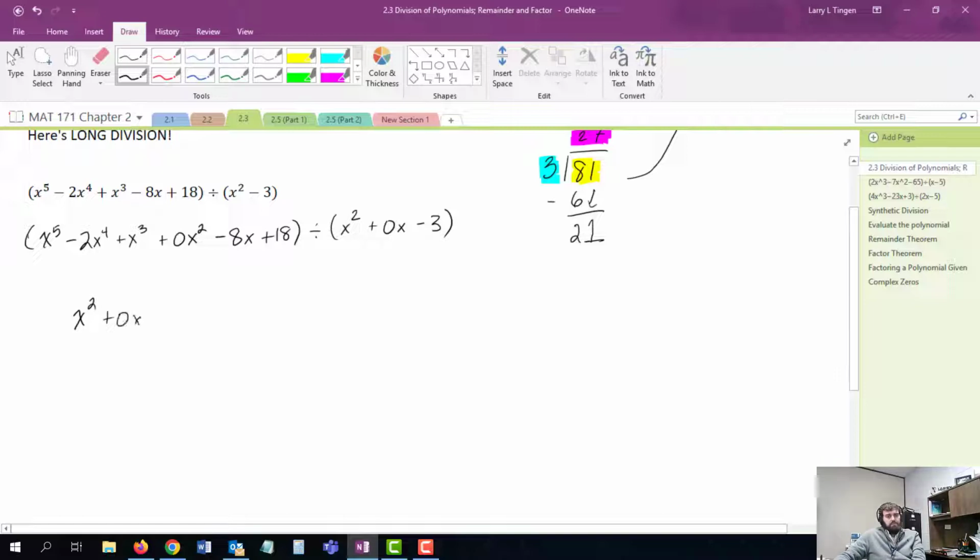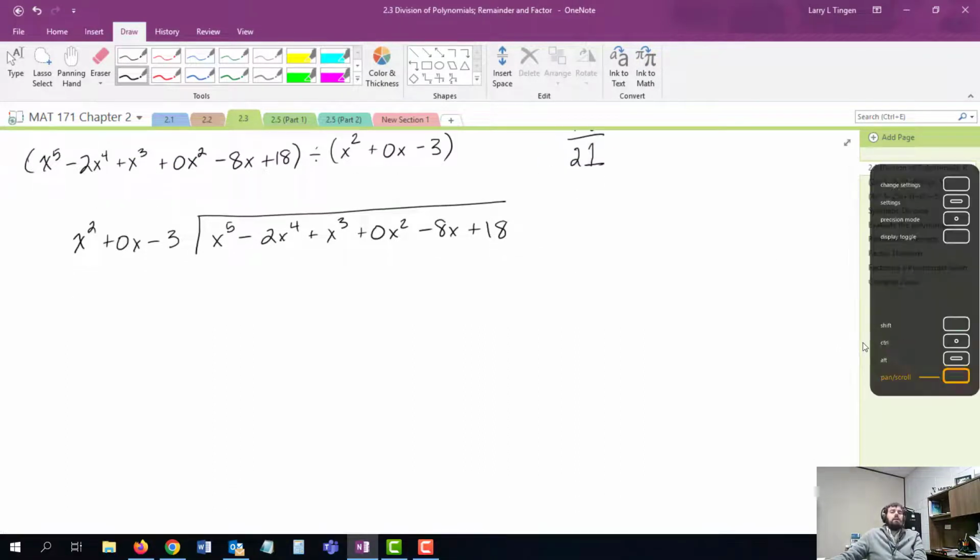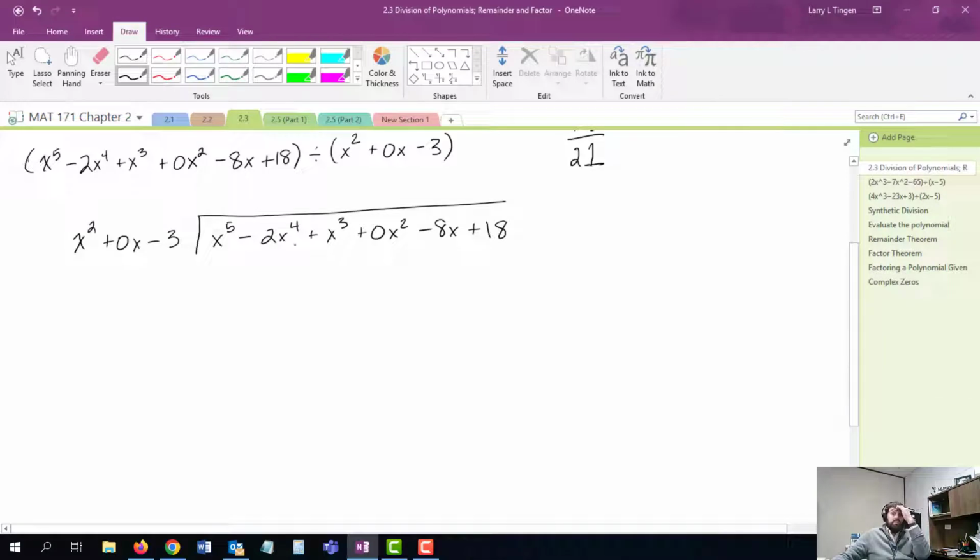The divisor is out front. The dividend is under the division. Minus 8x plus 18. And I start there.